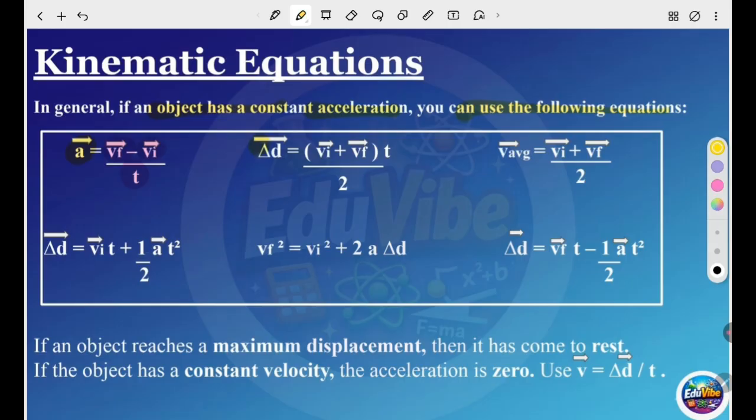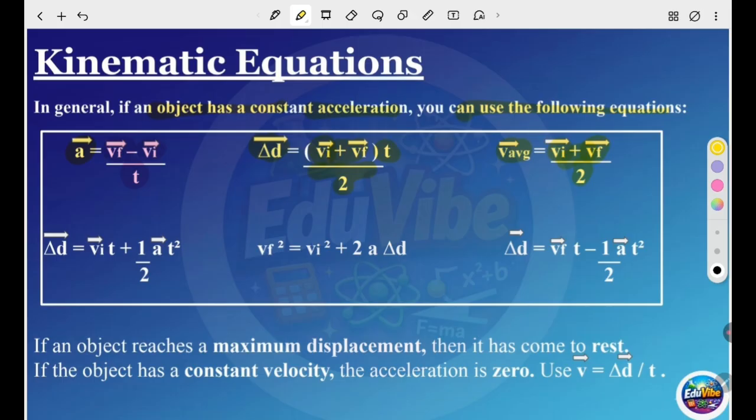Next one is delta d, which is the displacement: initial velocity plus final velocity, times t, upon 2. Next one is the average velocity, which we are again familiar with, which is initial velocity plus final velocity, divided by 2.